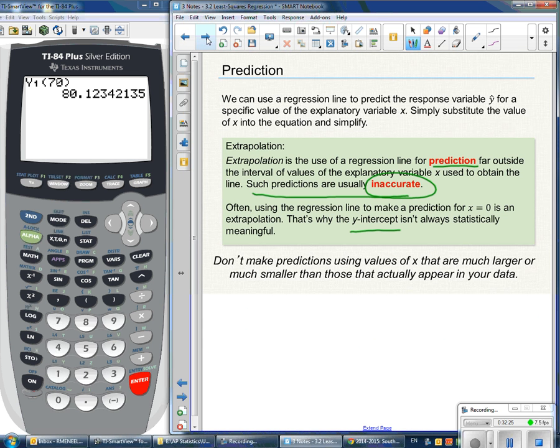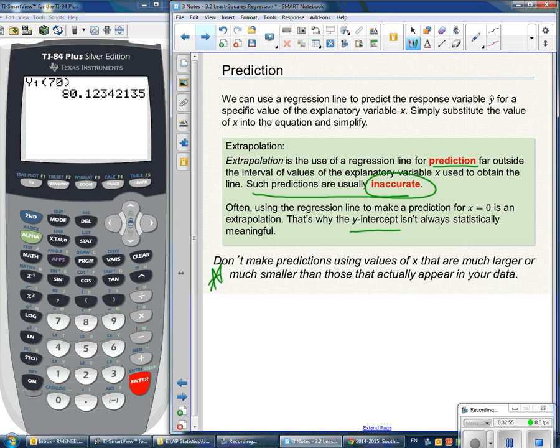So often that happens. And that's something that you'll want to comment on anytime you're interpreting your slope and your y-intercept. So again, just to reiterate, you don't want to make predictions using values of x that are much larger or much smaller than those that actually appear in your data. It isn't unusual for your y-intercept to be negative and for it not to mean anything with respect to the problem. So you'd want to comment that we're extrapolating for our y-intercept, and that's why it doesn't make any sense.